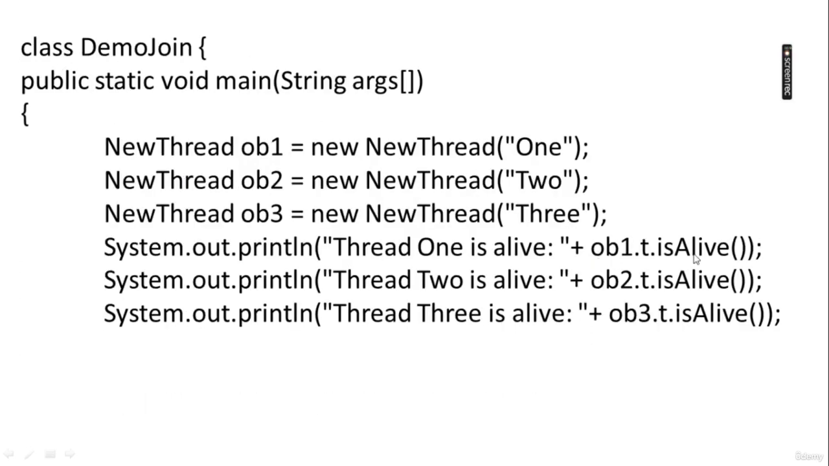So this way we are calling the isAlive method. Then object 2 dot T dot isAlive, object 3 dot T dot isAlive. It will return true or false depending upon whether the thread has exited or not.